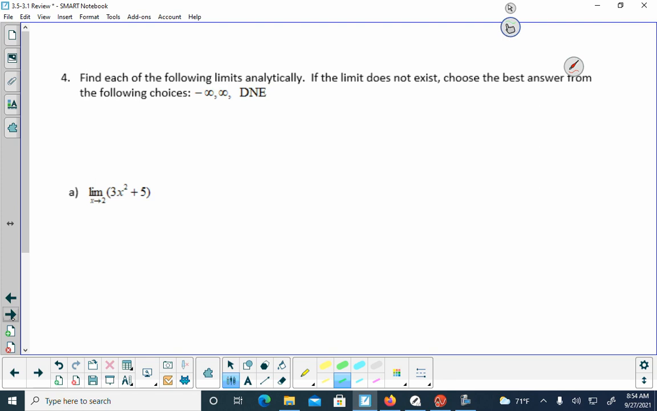For each of the following, find each of the following limits analytically. If the limit does not exist, choose the best answer from the following choices: -infinity, +infinity, or does not exist. So when I have the limit as x approaches 2, I can do direct substitution here because that is a continuous function. And when I do all that, I get 17. So that is my limit.